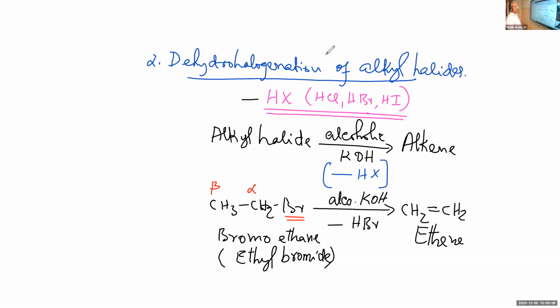I shall repeat this: alpha, beta, gamma, etc. Regarding these positions, the carbon atom bearing the functional group, or the carbon atom to which the functional group is directly attached, is the alpha carbon. The next neighbor is a beta carbon. The next one is a gamma carbon.